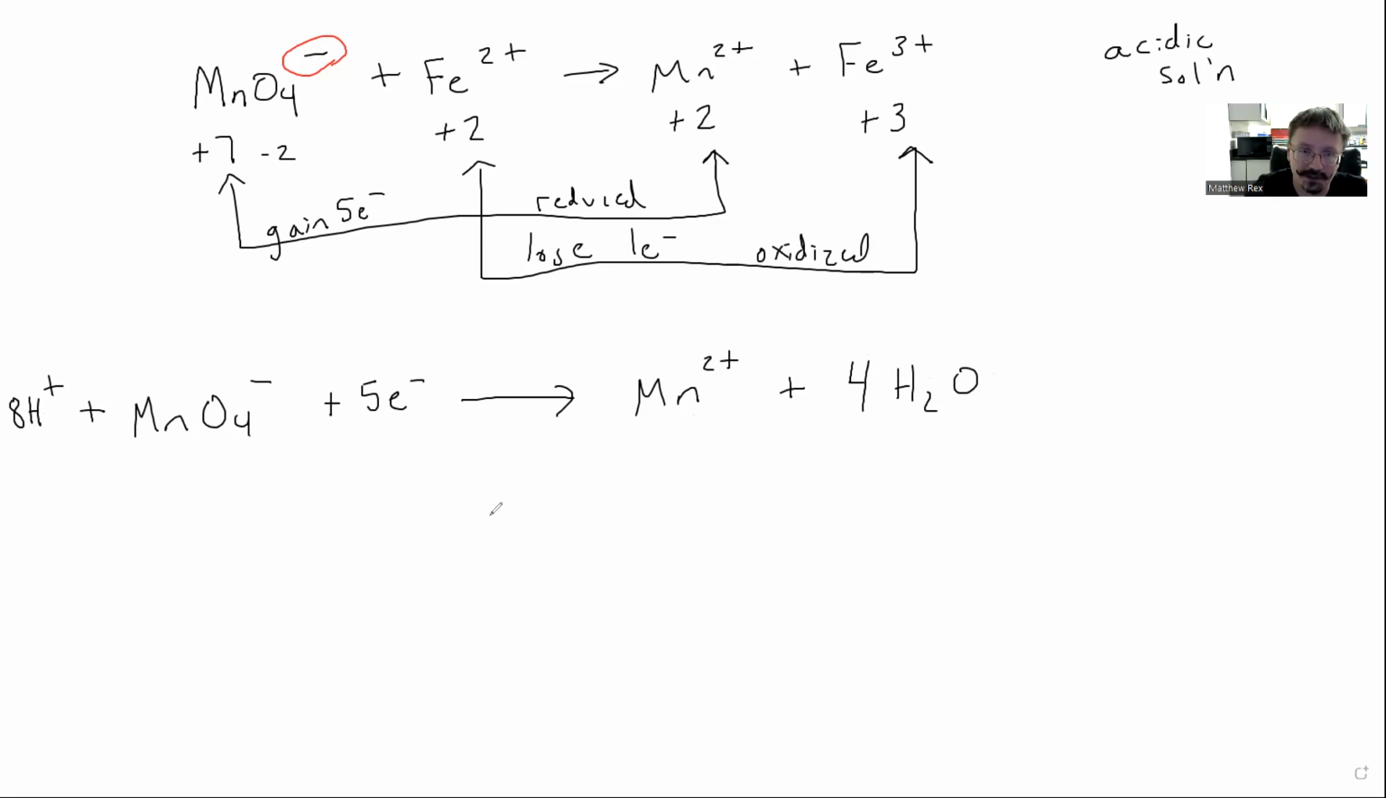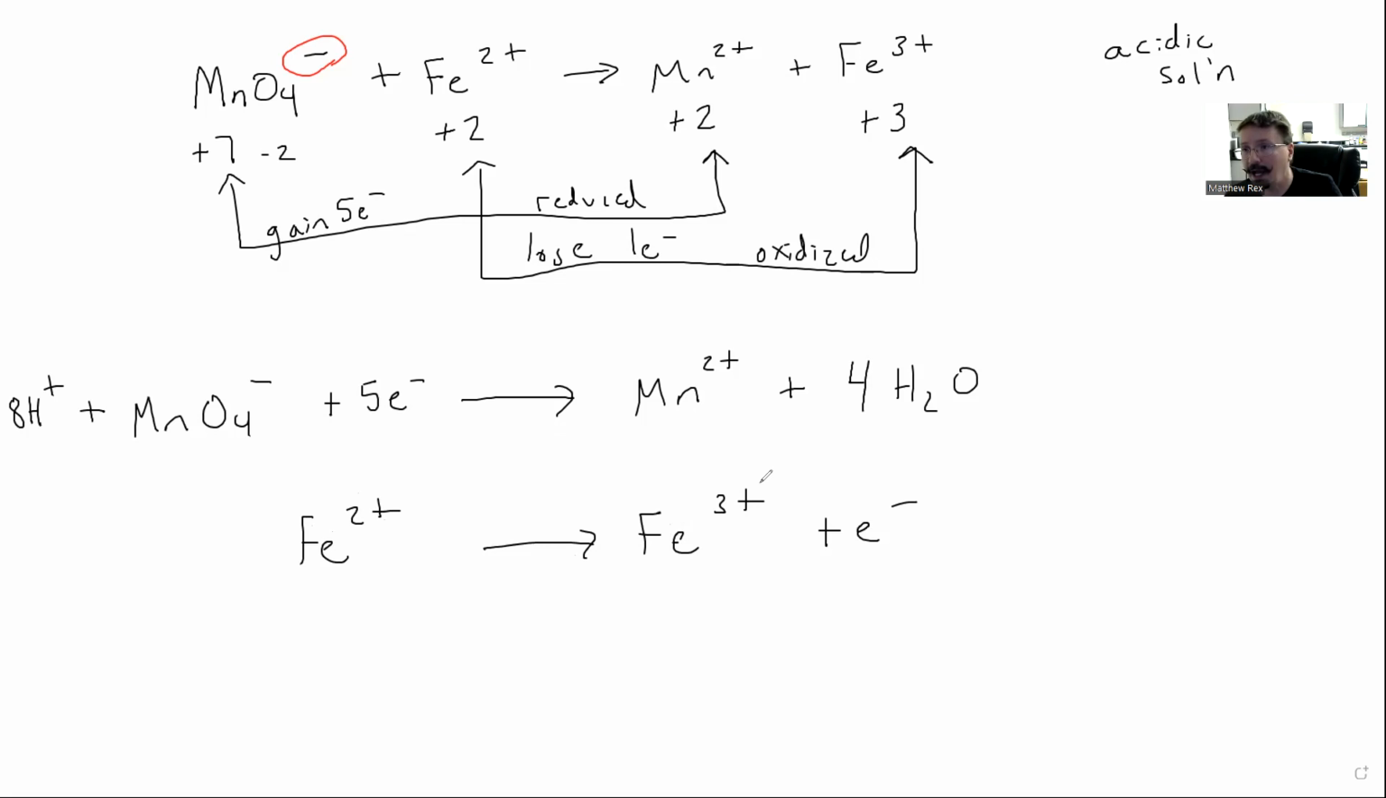Now we're going to do the same thing for the iron. So I've got my iron 2 plus. That goes to become iron 3 plus. Irons match. That's good. 1 iron on each side. I don't have to do anything to balance them. I do have to account for that electron that it lost, though. So I'm going to put that right here on the product side. And now this is completely balanced. There's no oxygens, hydrogens, anything like that that I have to worry about.